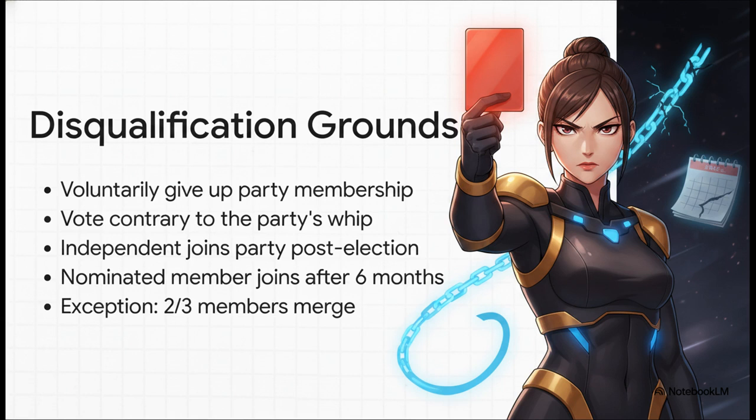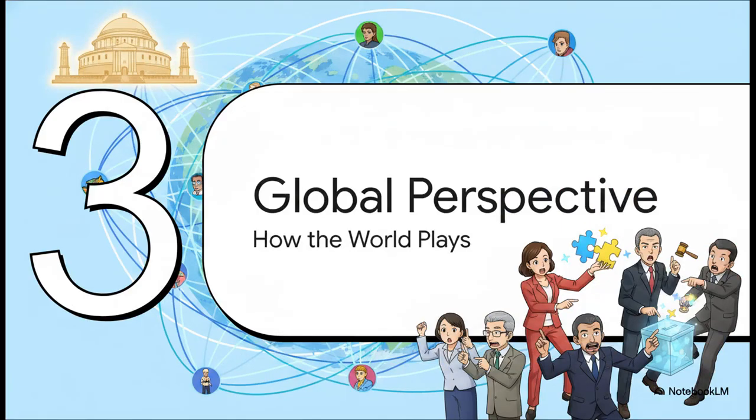There is one major exception, though. If 2/3 of a party's members agree to merge with another party, the whole group is protected. The whole point was just to enforce party discipline and actually respect what the voters decided. Up next is part 3, the global perspective, and how the rest of the world plays the game.